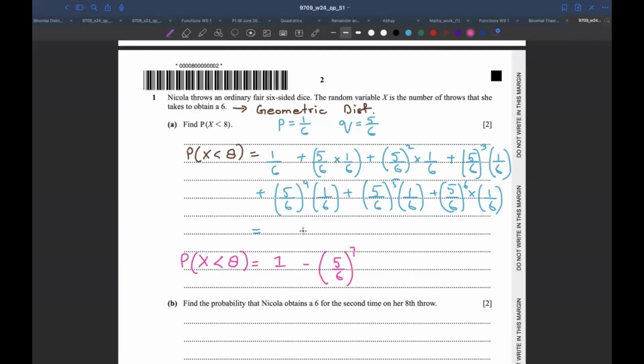Has someone calculated this in the calculator? Okay, wait, I have done it. I will just do it on the calculator as well. So 1 minus (5 upon 6) to the power of 7, that will make it 0.721. So from both ways, your answer should be 0.721.